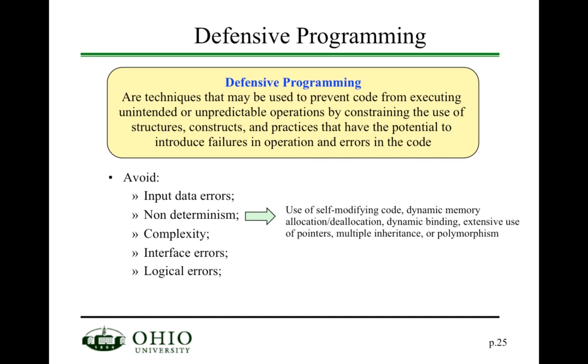You want to avoid non-determinism. You don't want to have self-modifying code or dynamic memory or dynamic deallocation of memory. Things like dynamic binding, multiple inheritance. These things are not necessarily deterministic. So if they're non-deterministic, they're not recommended. So of course you want to avoid complexity, as I said on the previous slide, interface errors and logical errors.